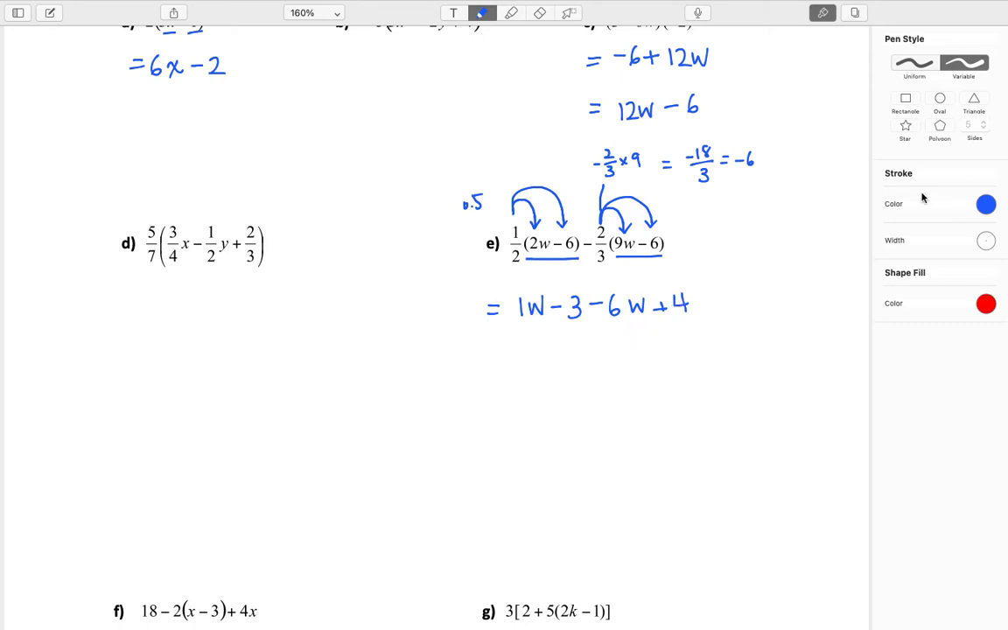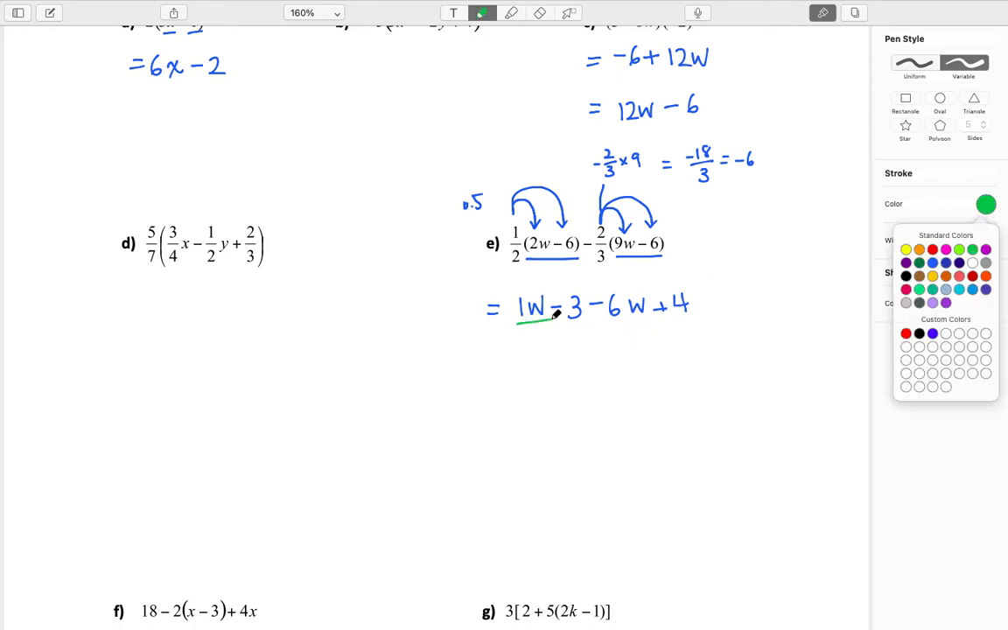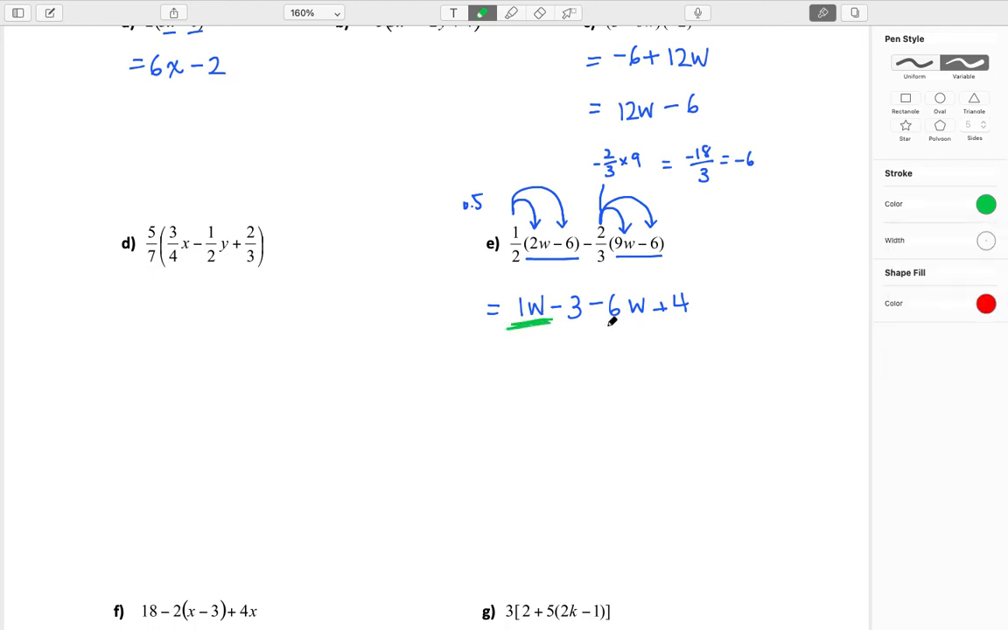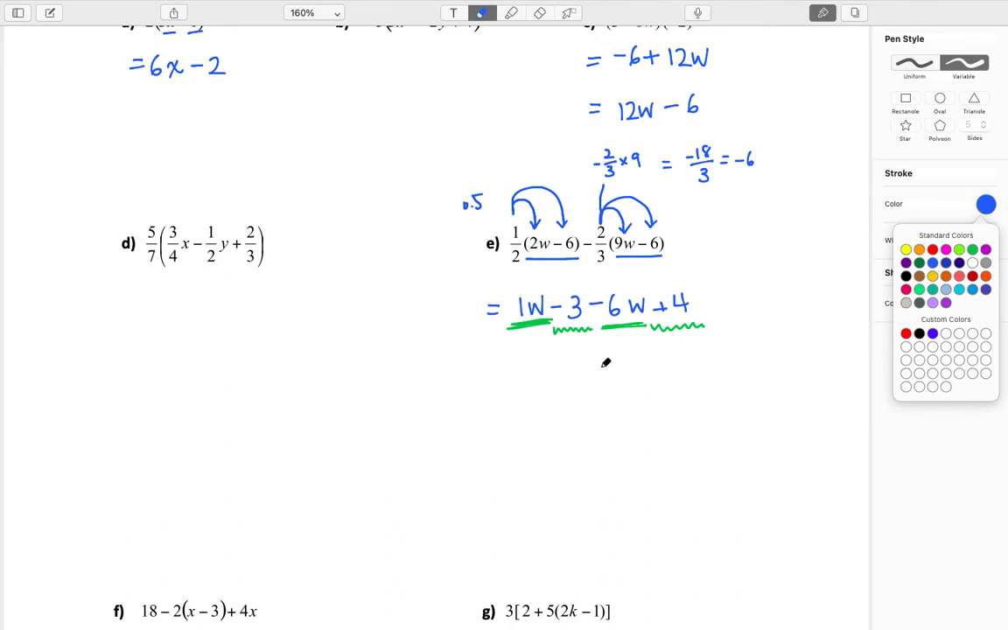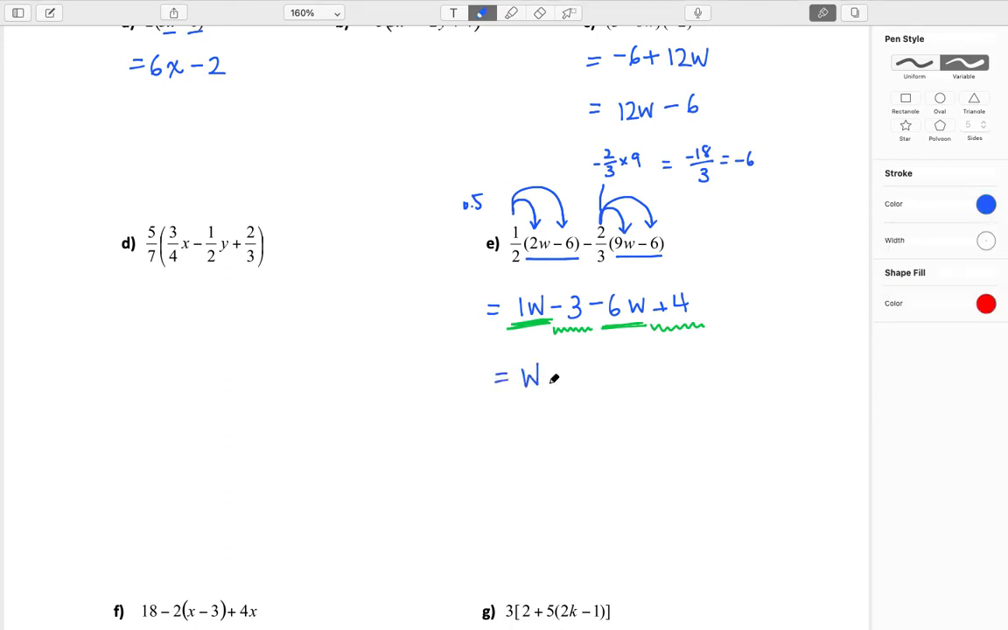Negative becomes positive. And then you will notice that we have like terms. We have w and -6w, and then we have -3 and +4. So let's collect the w's together. 1w, the 1 is invisible, minus 6w. And then we have -3 plus 4. So 1 minus 6 is going to be -5w. And -3 plus 4 is going to be positive 1. And that's how you do it.